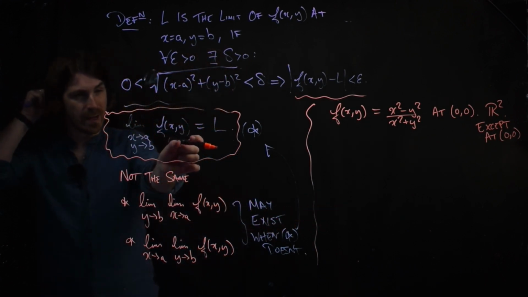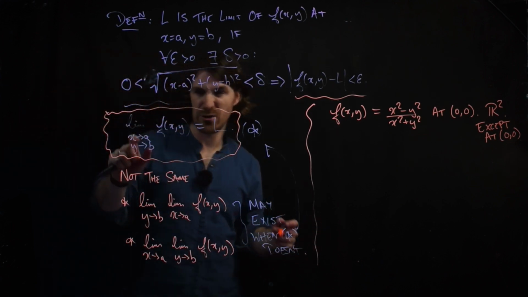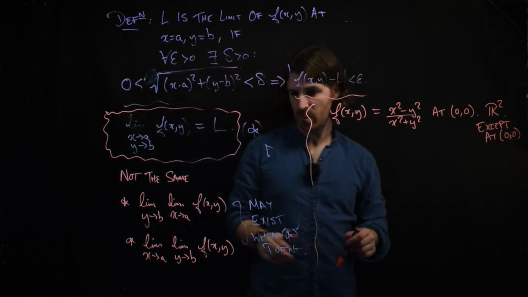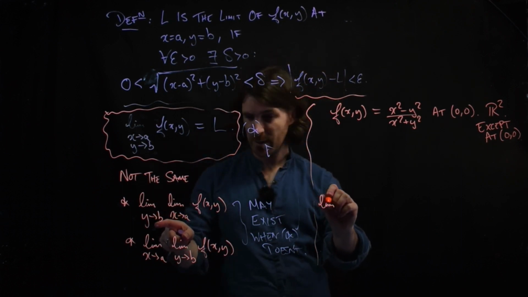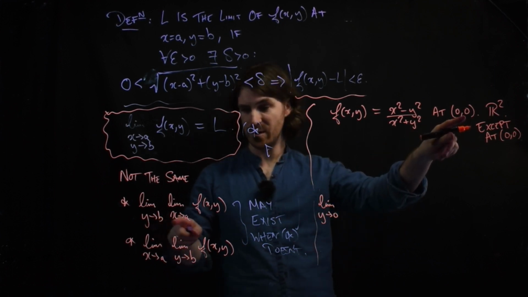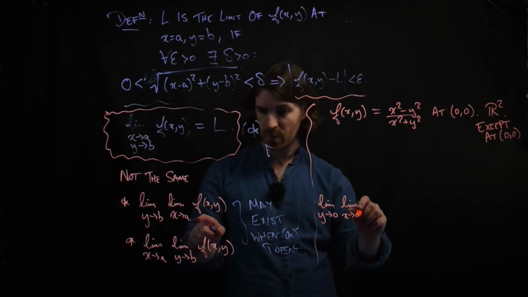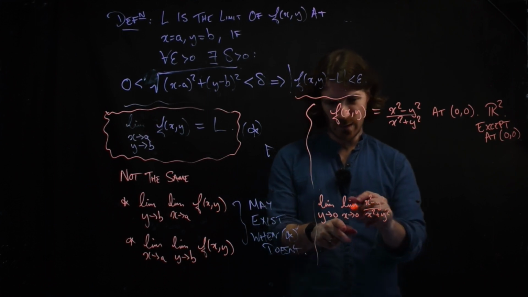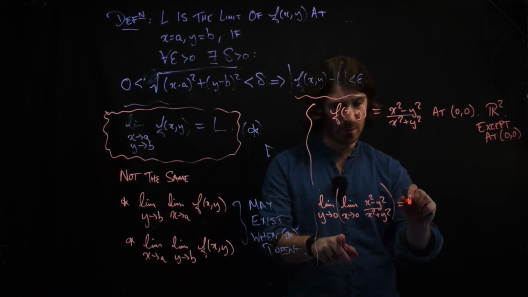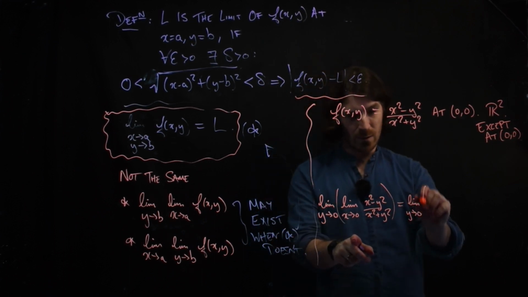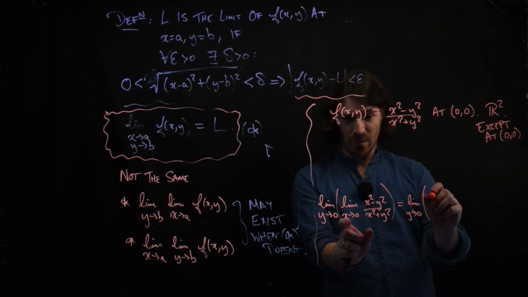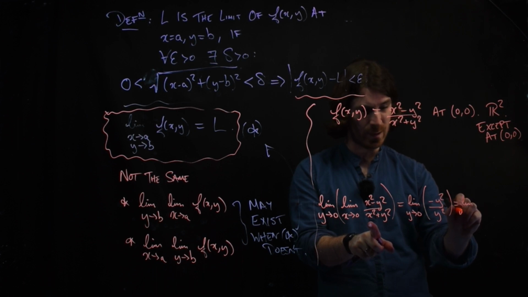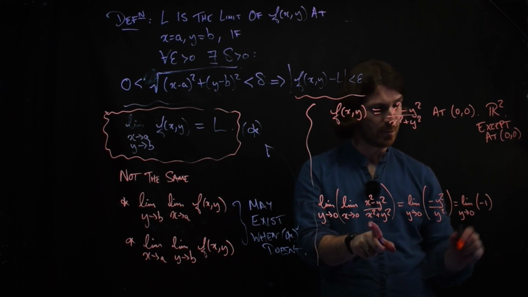So our function doesn't necessarily have to exist at the value of a, b. We never actually jump into the point a, b. We just approach it. So let's think about the limit, the limit y to 0, because we're thinking about 0, 0. But first we take the limit of x to 0, and our function is x squared minus y squared over x squared plus y squared. So let's take the limit x to 0 first, and leave the limit y to 0 untouched. If we take the limit of x to 0, this becomes minus y squared over y squared, which is the limit y to 0 of minus 1, which is just minus 1.